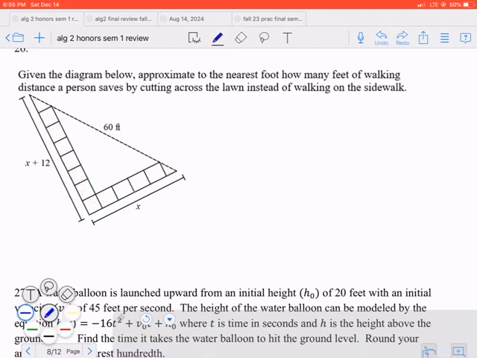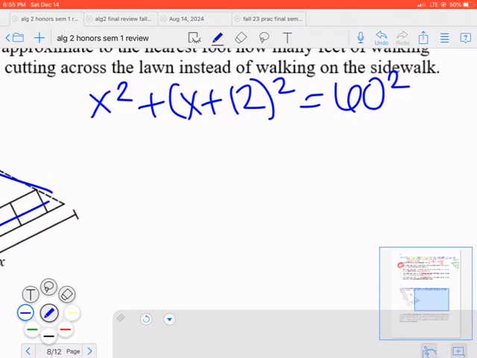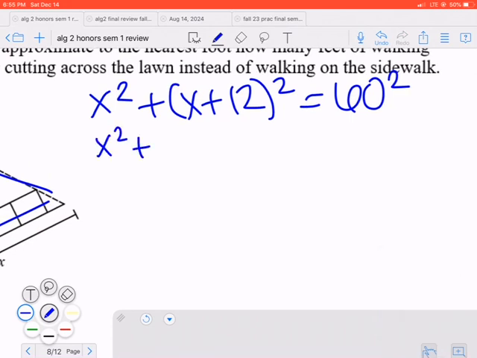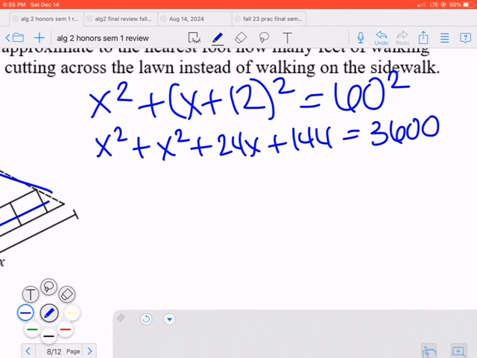So if you remember, this is a right triangle, so we can use the Pythagorean theorem. a squared plus b squared equals c squared. So we would have x squared plus x plus 12 squared equals 60 squared. I'm going to FOIL that out, it's x plus 12 times x plus 12. X squared plus 12x plus 12x is 24x. 12 squared is 144. 60 squared is 3600.